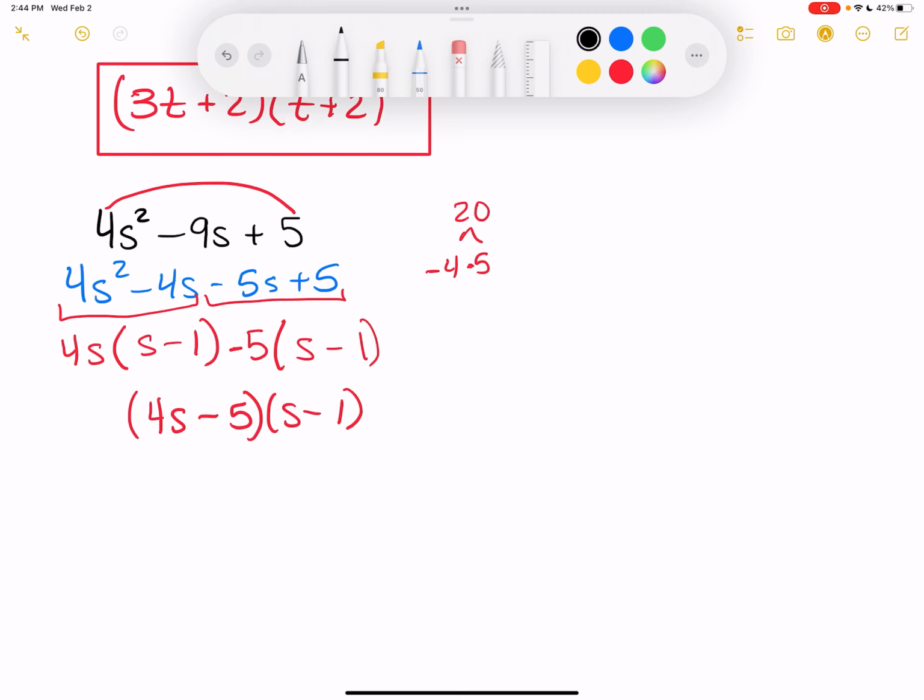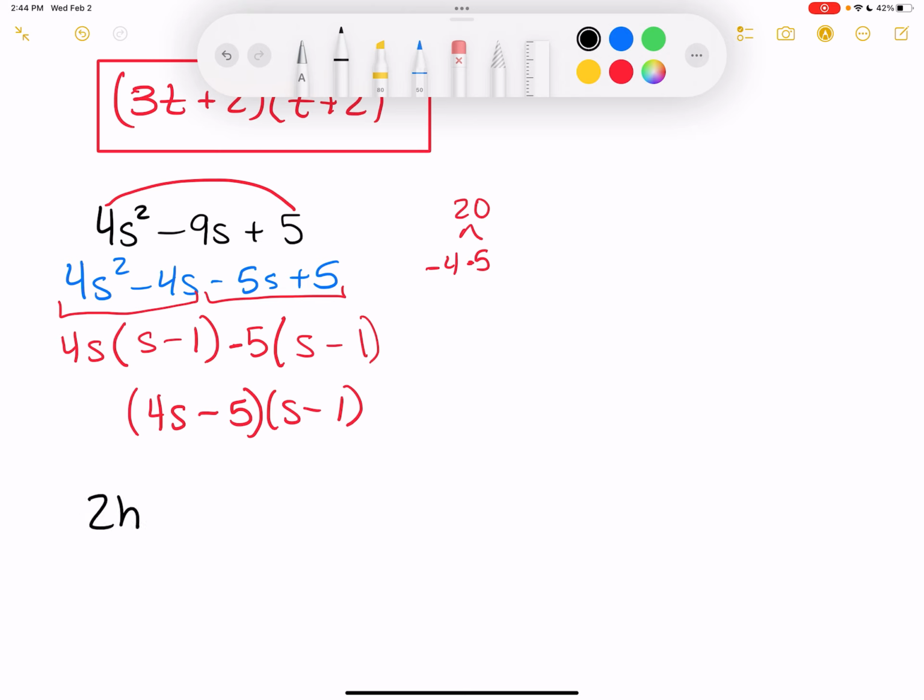Nick Stewart. All right, another example. 2h squared plus 13h minus 7. So, arch method, 2 times -7 is going to give me -14. Because it's negative, one of them has to be negative, one has to be positive. The middle term is positive, so the bigger term needs to be positive. So what factors of 14 add or subtract to give me 13? 14 minus 1. Okay, so positive 14 and -1.